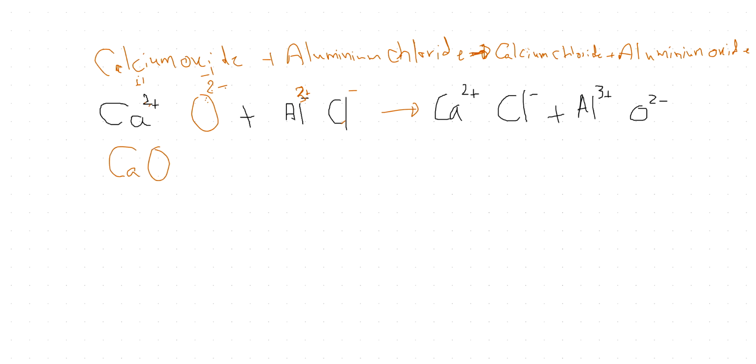Okay, so we don't need to write the ones. We just write the plus, aluminum. And the plus and minus neutralize, so it's going to be AlCl3. Very good.